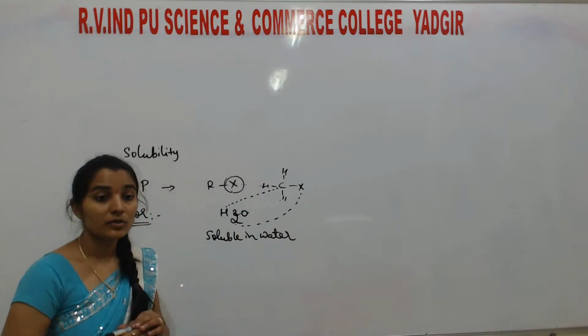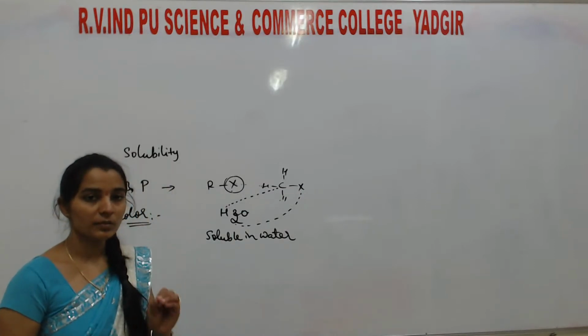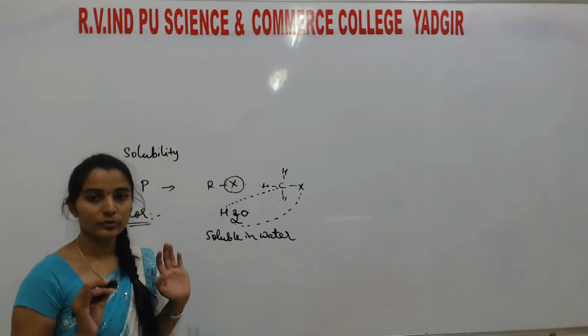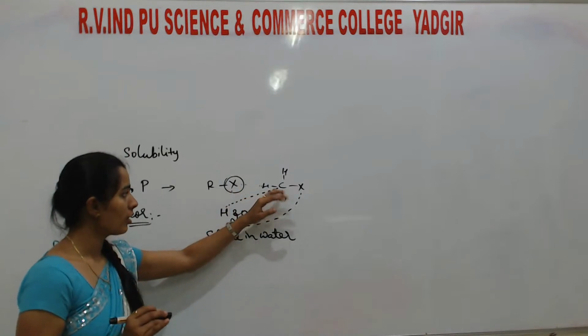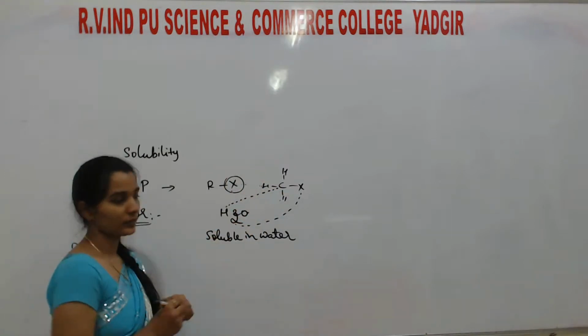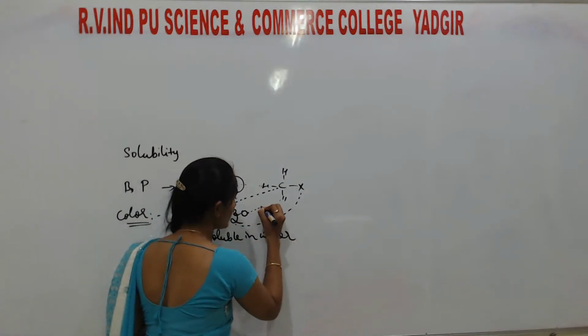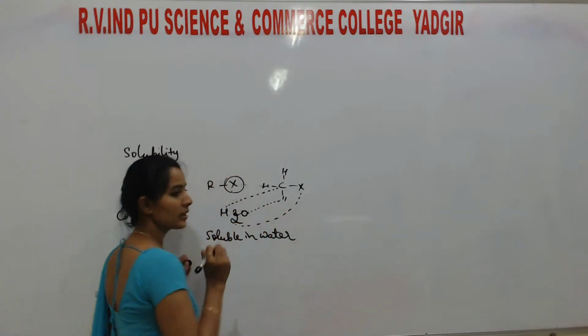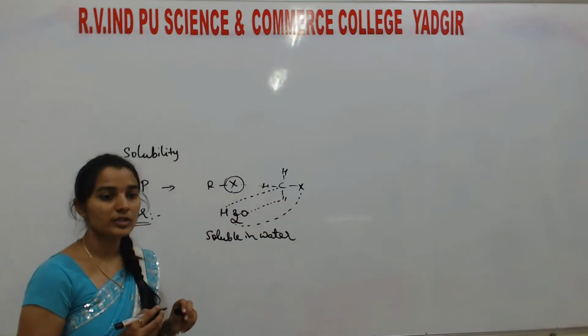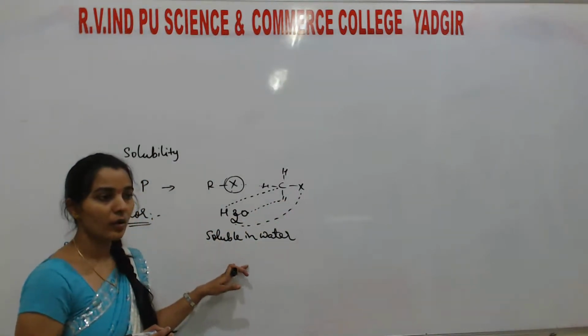What is a hydrogen bond? The force of attraction between the hydrogen and the most electronegative atom is called a hydrogen bond. Among halogen and carbon, the most electronegative is this one. So here, hydrogen is there, and this oxygen is electronegative, and they form a hydrogen bond. By the formation of this bond, they are easily soluble in water.